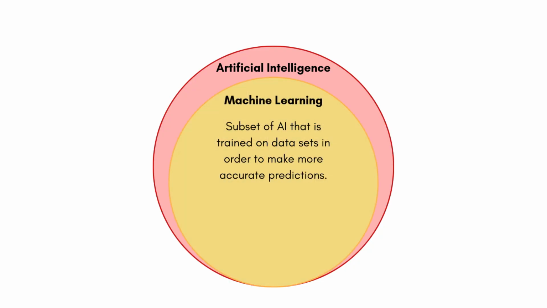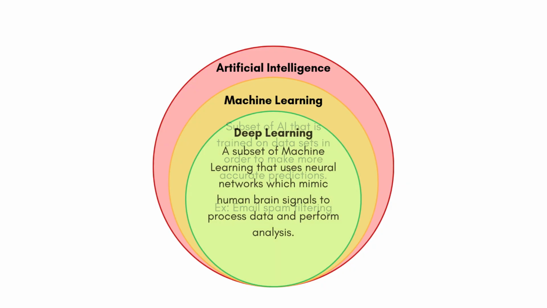Machine learning is a subset of AI that is trained on datasets in order to make more accurate predictions. Email spam filtering features may use machine learning technology. Deep learning, a subset of machine learning, uses neural networks which mimic human brain signals to process data and perform analysis. This type of technology is used in things like face and speech recognition.